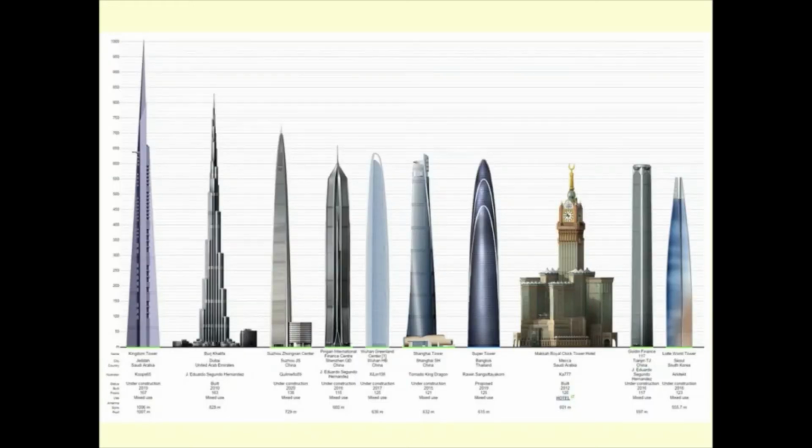I show this picture to you to mention something about the construction industry lately. It's very, very prosperous in Asia. This first one is the Kingdom Tower. This is going to be the highest, tallest high-rise building in the world. It's going to be in Saudi Arabia.